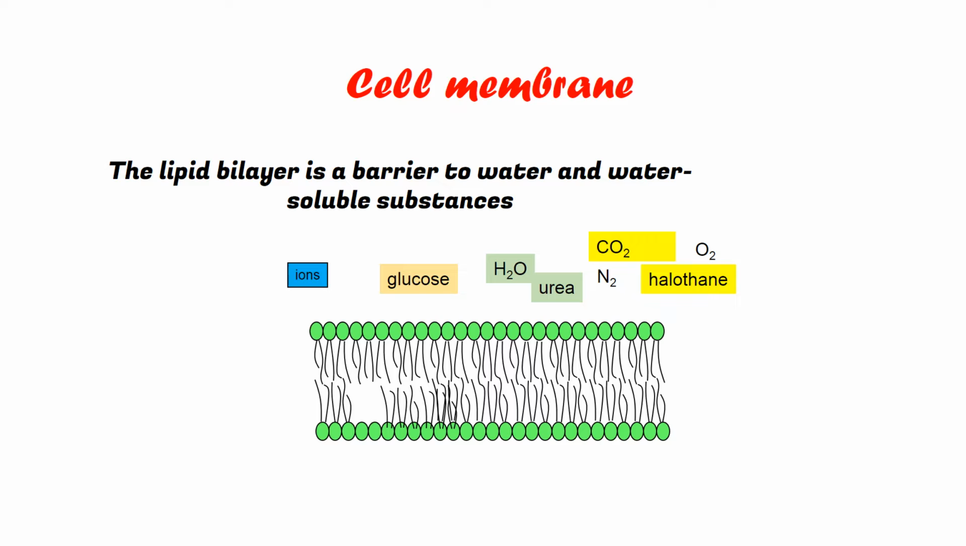So what will happen to the other substances? A cell requires glucose, a cell requires water. So how will they go inside the cell? Otherwise this lipid membrane will cause no entry to these substances. But we also require these substances for the physiological process. So the cell has certain transport mechanisms, which we will be studying in detail, which facilitate the movement of these substances across the cell membrane. Okay.